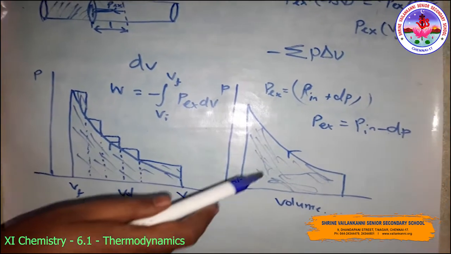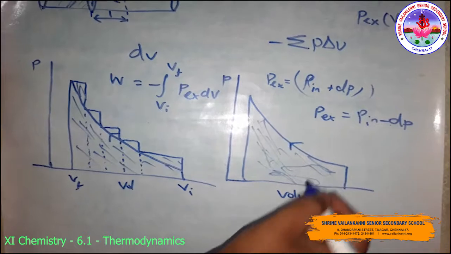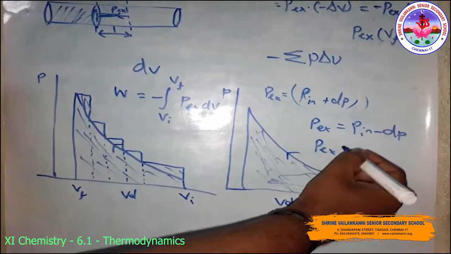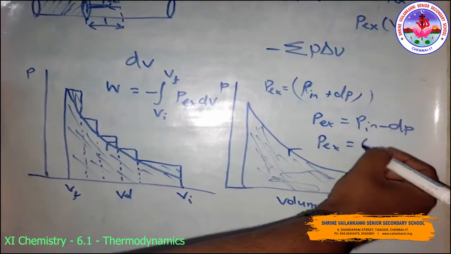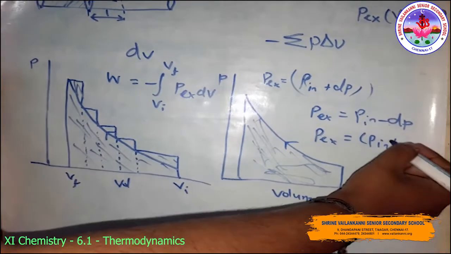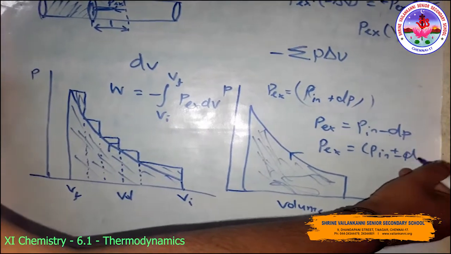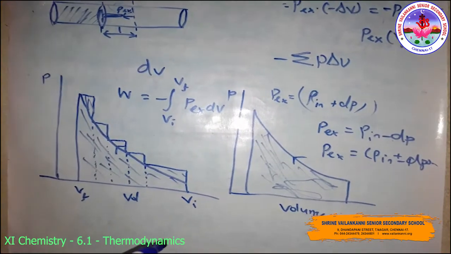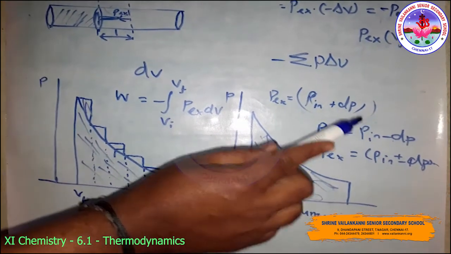And in the general case, we can write P external is equal to P internal plus or minus dP. So this is called a reversible process.